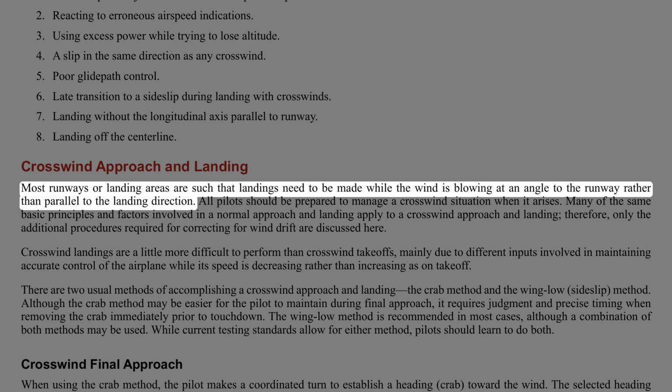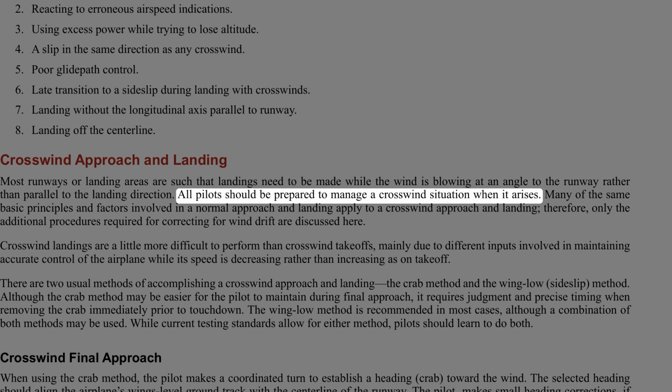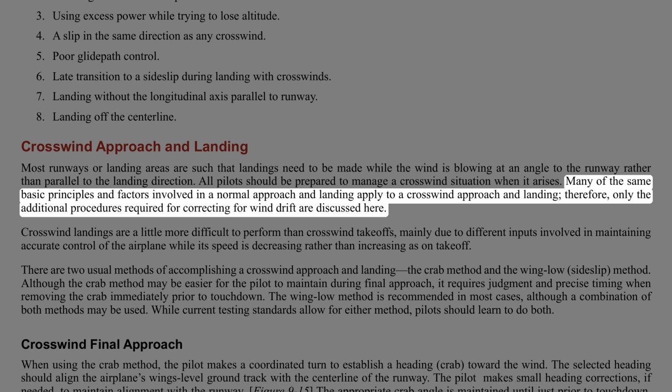Crosswind approach and landing. Most runways or landing areas are such that landings need to be made while the wind is blowing at an angle to the runway rather than parallel to the landing direction. All pilots should be prepared to manage a crosswind situation when it arises. Many of the same basic principles and factors involved in a normal approach and landing apply to a crosswind approach and landing. Therefore, only the additional procedures required for correcting for wind drift are discussed here.